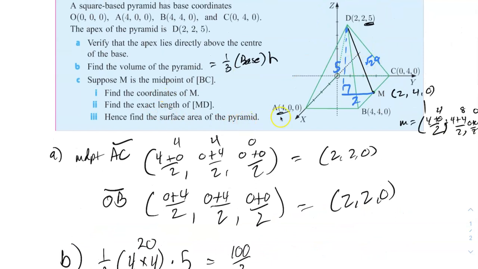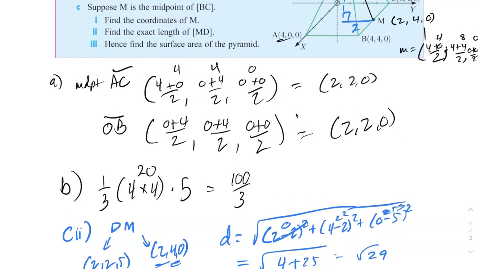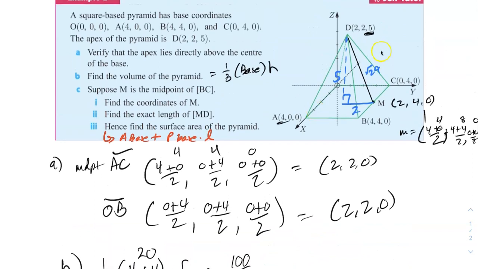Hence, find the surface area of a pyramid. I'm kind of running out of space here, but surface area of a pyramid is area of the base plus perimeter of the base times the slant height. So we just figured out what the slant height was, radical 29. I know what the area of the base is. We did it earlier, 4 times 4.